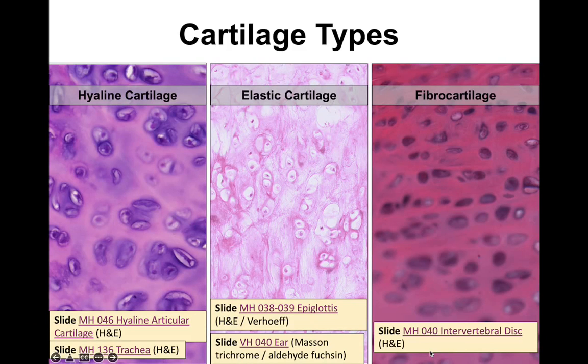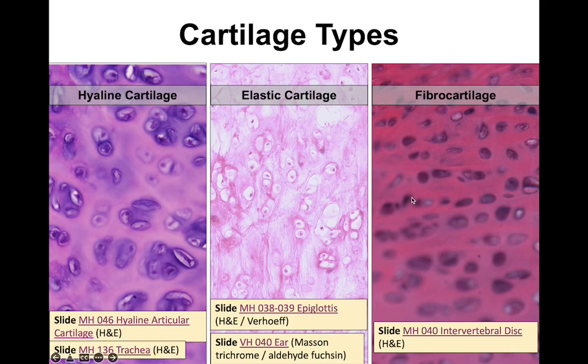Now let us see the third type of cartilage, which is fibrocartilage. So fibrocartilage, like hyaline cartilage, the matrix is homogeneous. And in addition to proteoglycans and type 2 collagen fibers, fibrocartilage contains type 1 collagen fibers. So that's why the matrix appears eosinophilic in this section.